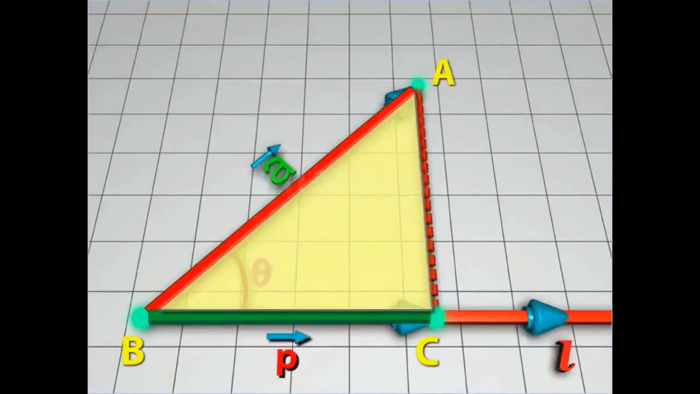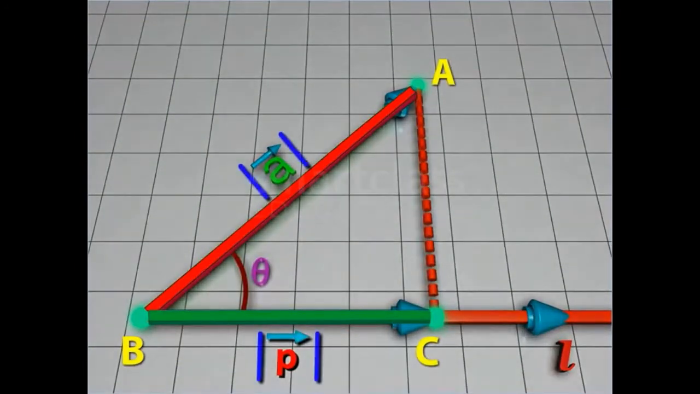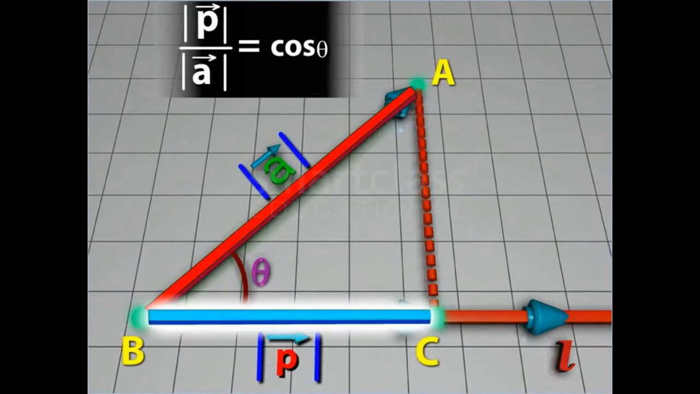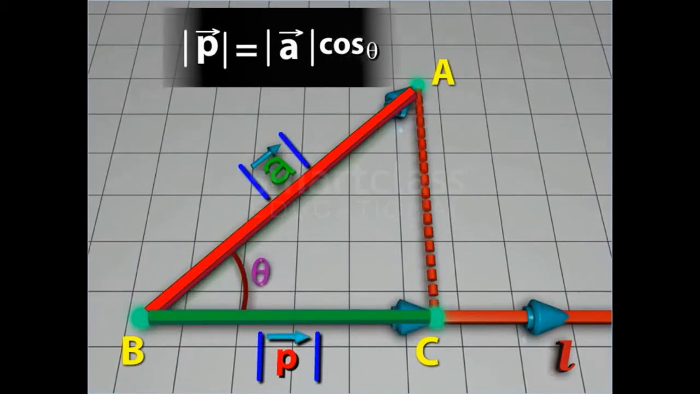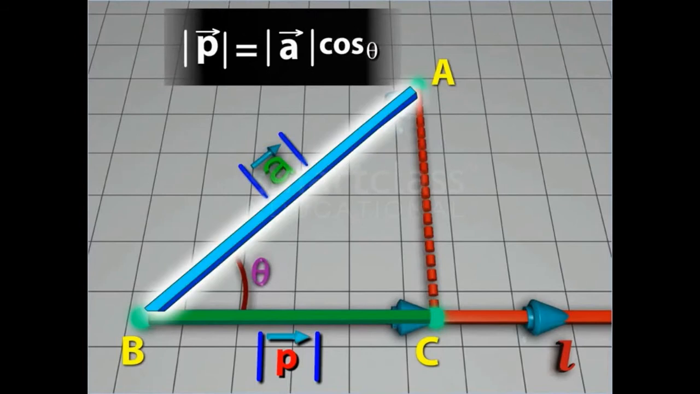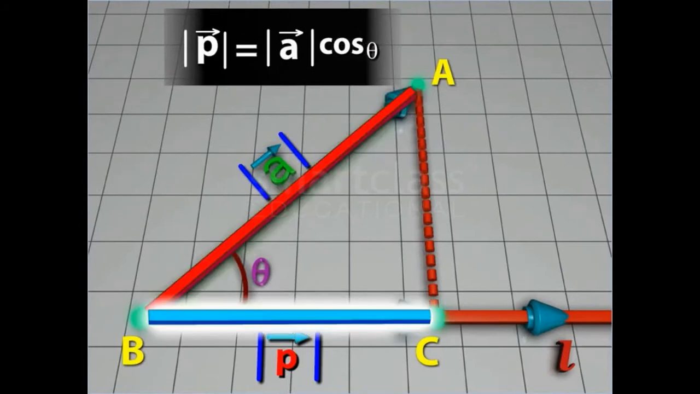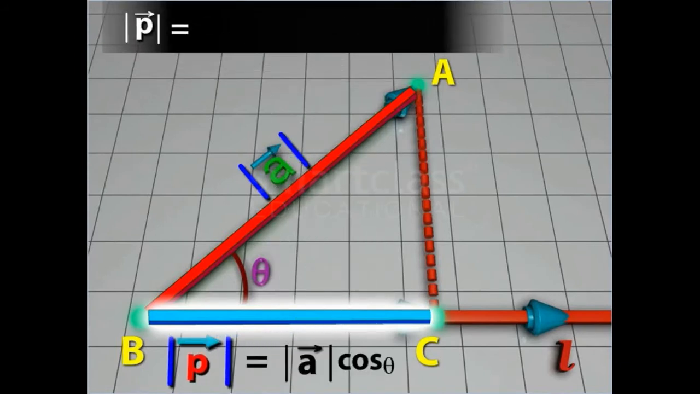Look at the triangle ABC. The magnitude of vector P is equal to magnitude of vector A into cos theta. This magnitude of vector P is known as projection of vector A onto line L.